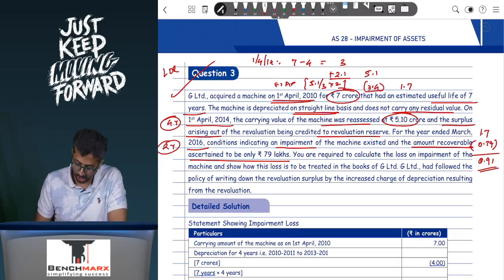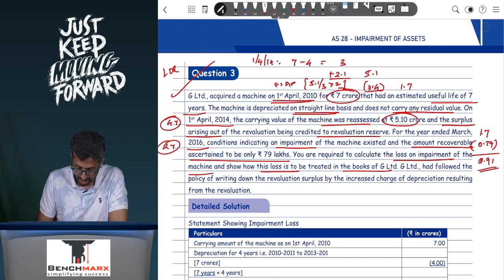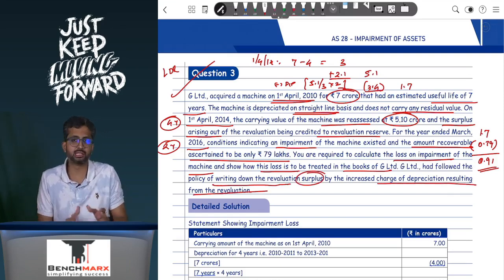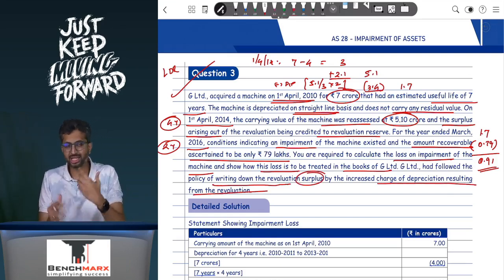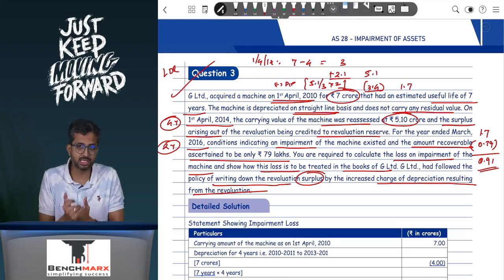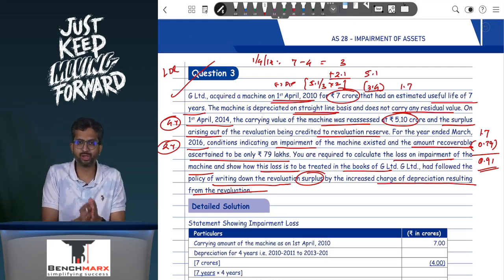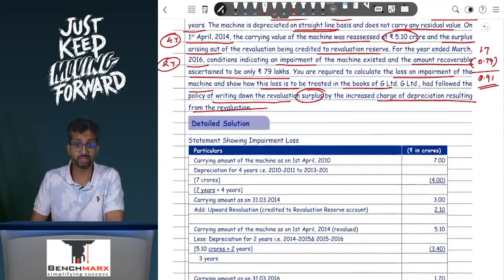आगे देखते हैं, you are required to calculate the loss of impairment on the machine, that is 0.91, and show how this loss is to be treated in the books of G. G had followed the policy of writing down the revaluation surplus by the increased charge of depreciation resulting from revaluation. So it has decided to write off the impairment loss against the revaluation reserve in the ratio of depreciation, simplistically.